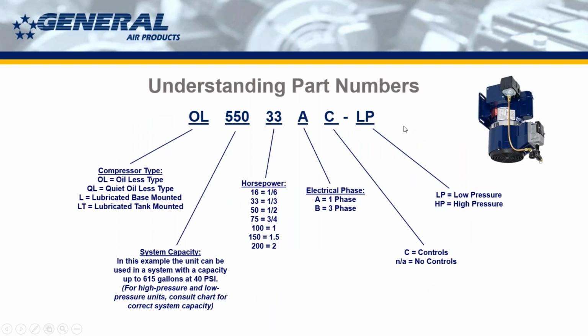Again, part numbers, same metric here. Start out with OL. The next 3 digits are the fill capacity. The next digits are the horsepower. Single phase is going to tell you. The C is just kind of left over from some old model numbers that we used to make back in the early 80s. And then a dash LP is going to tell you it's low pressure or high pressure or explosion proof. Anything dash after that is special about that unit.